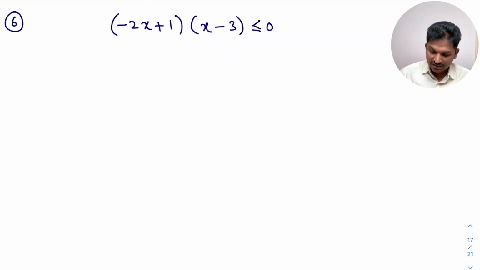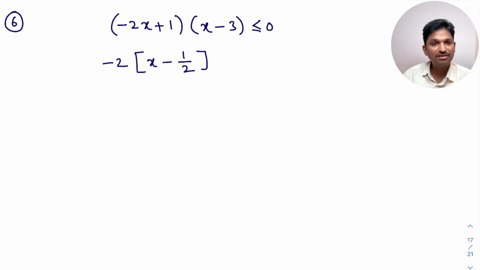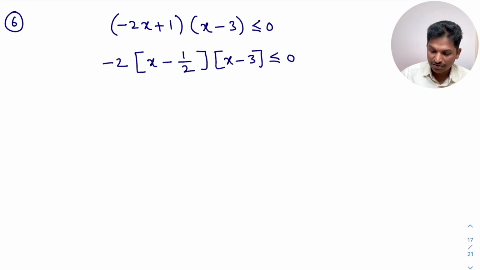Here the point is that the x coefficient is not 1. So I'll try to make the x coefficient 1 by taking minus 2 common. If you take minus 2 common, you will get x minus 1 by 2, right? You know how to take this common. If you multiply these two, you will get minus 2x; minus of minus is plus, and 2 into 1 by 2 will become 1 only, into x minus 3. x minus 3 is less than or equal to 0.